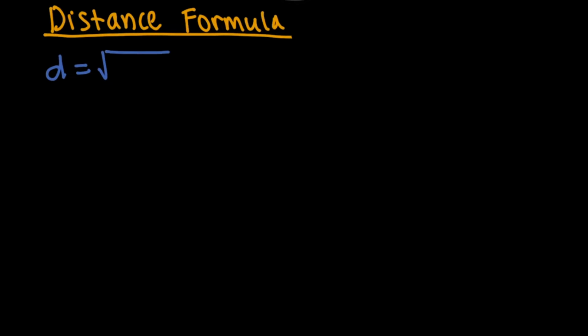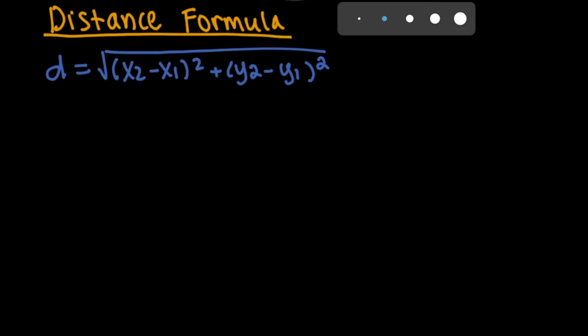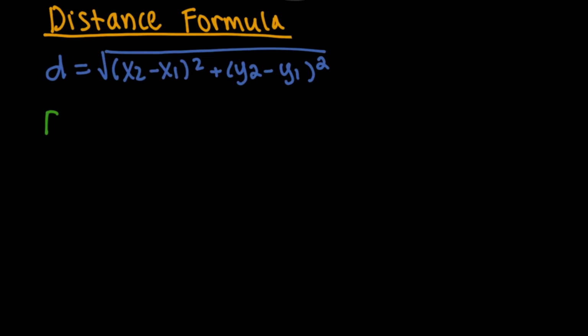Distance formula is defined as the square root of (x2 minus x1) squared plus (y2 minus y1) squared. And in order to use this equation, you'll be given 2 points. So in this example, we'll say P1 is (2, -3), and P2 is (-5, 7).